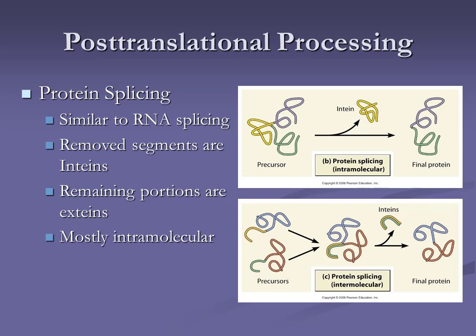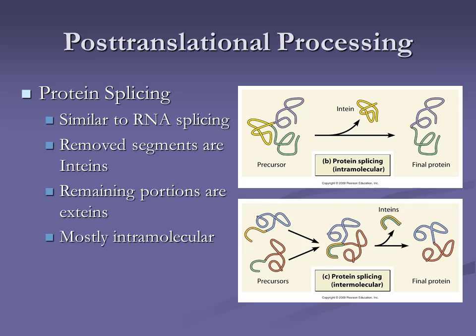Well, proteins also have junk pieces that may have been responsible for folding or other binding functions of the premature protein. Those have to be spliced out so you can yield a final productive protein. So in much the same way that we have introns and exons in our RNA, we have inteins and exteins in our protein.